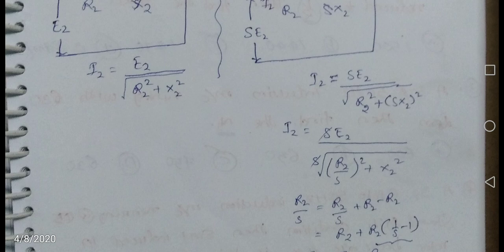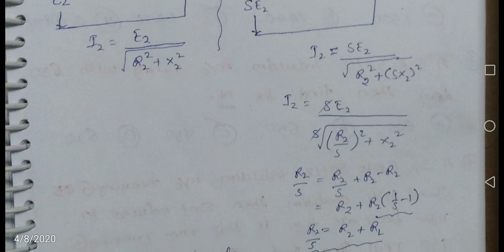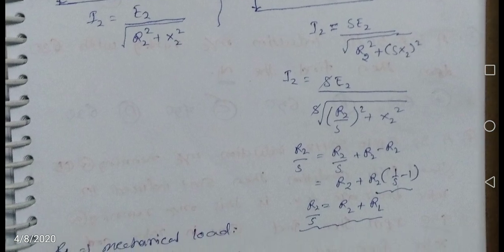In this denominator, take S as common. The S in the numerator and the S taken from the denominator will be cancelled. So the denominator becomes under root R2 by S square plus X2 square. SX2 is actually there, but S is taken as common, so S and S cancel. The remaining denominator is R2 by S square plus X2 square.